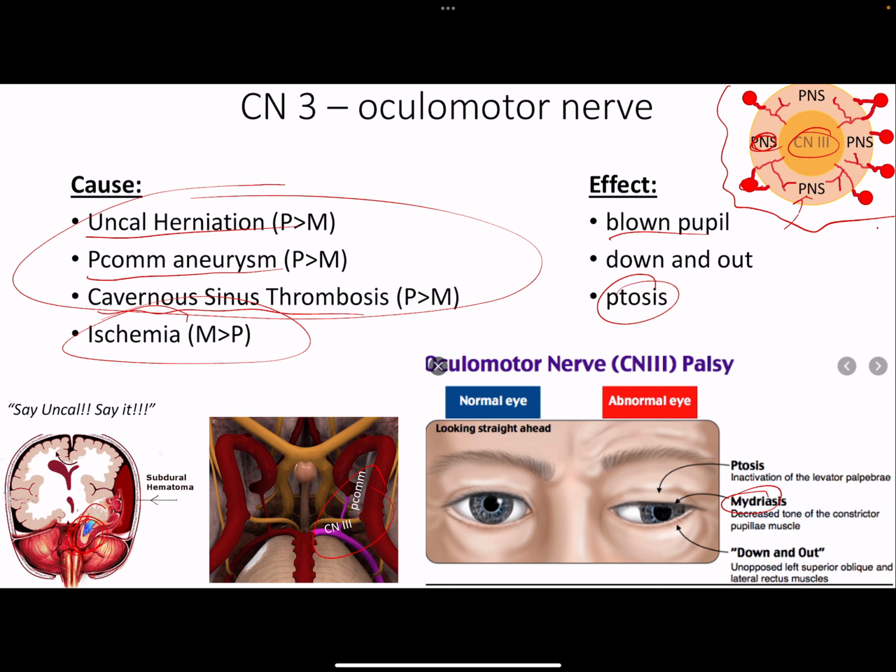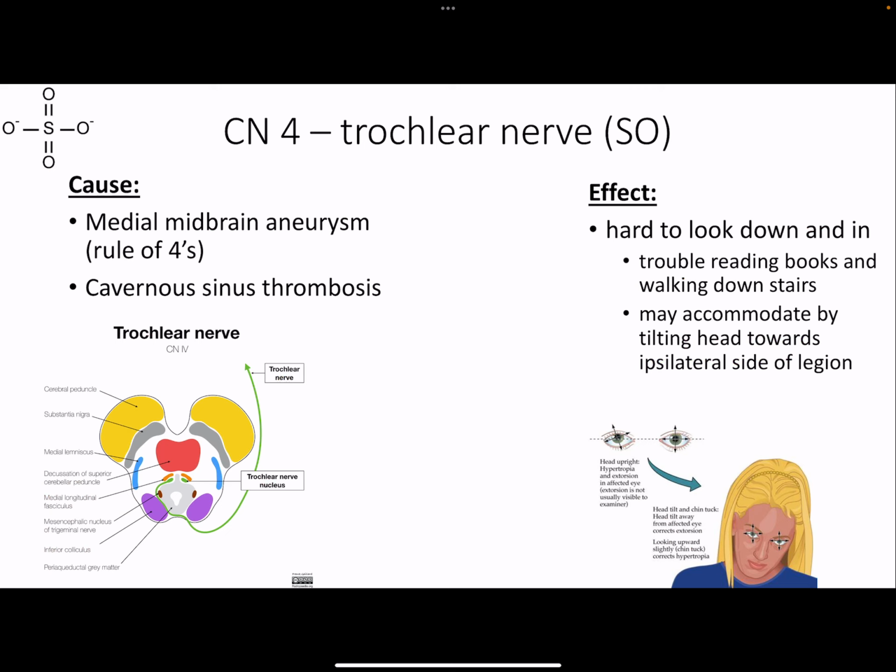You also get ptosis because we supply the levator palpebrae, which is going to be retracting the eyelid, pulling it back from the cranial nerve. And if we don't have that, then it just kind of falls down a little bit. So I think of SO4 for cranial nerve 4 and the superior oblique. Remember, superior oblique pulls down and in.